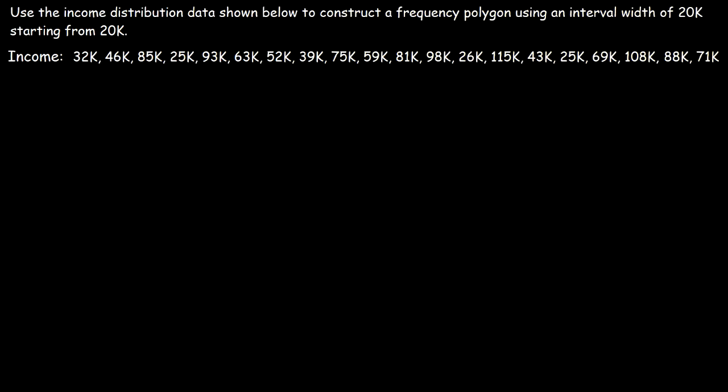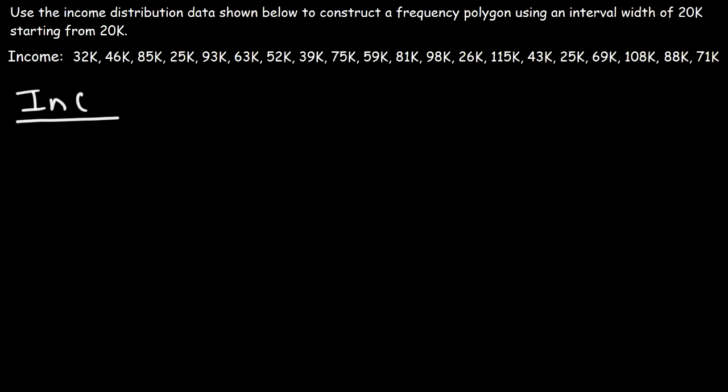In this video, we're going to talk about how to make a frequency polygon. So in this problem, we're given the income distribution data, let's say of a few individuals in a certain town. And we want to make a frequency polygon using an interval width of 20k, where k is 1,000. And we're going to start from 20k, since looking at our list of data, there's no income below 20k in this example. So the first thing we're going to do is make a table.